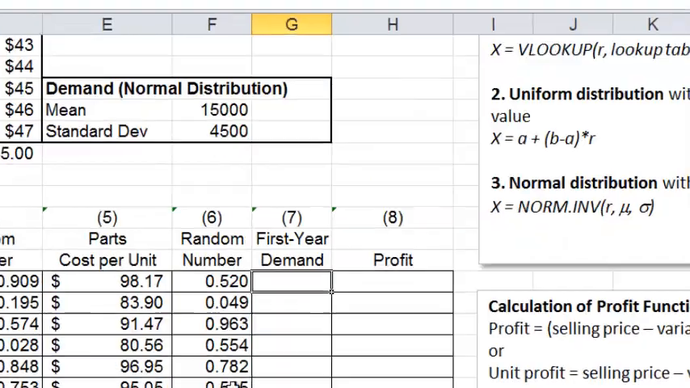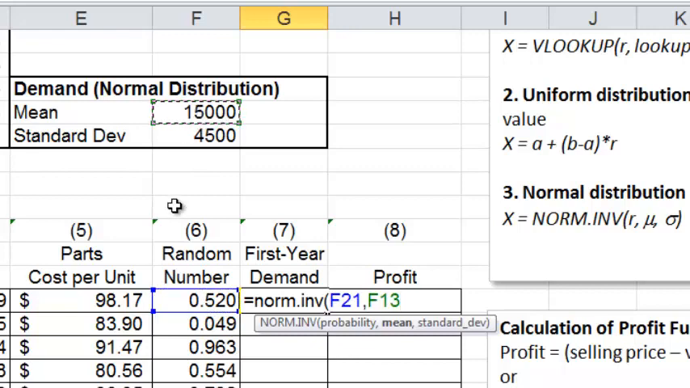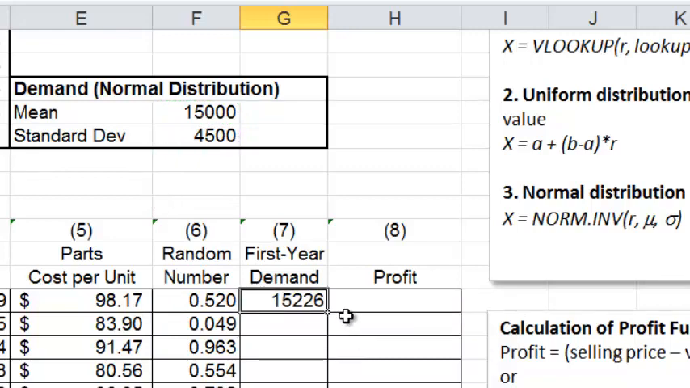There they are. First year demand has a normal distribution with the mean and standard deviation given here. So it's NORM.INV, as it says here, random number, mean, dollar signs, comma, standard deviation, dollar signs, close the parentheses. That's it. Then copy it down. So you can see that when the random number is close to halfway, 0.5, it gives you a number that's close to the mean. And when the random number is very small, then the first year demand will also be smaller than the mean.